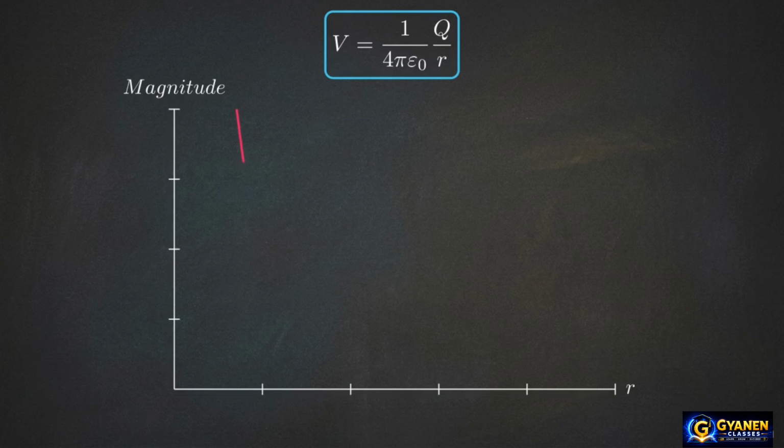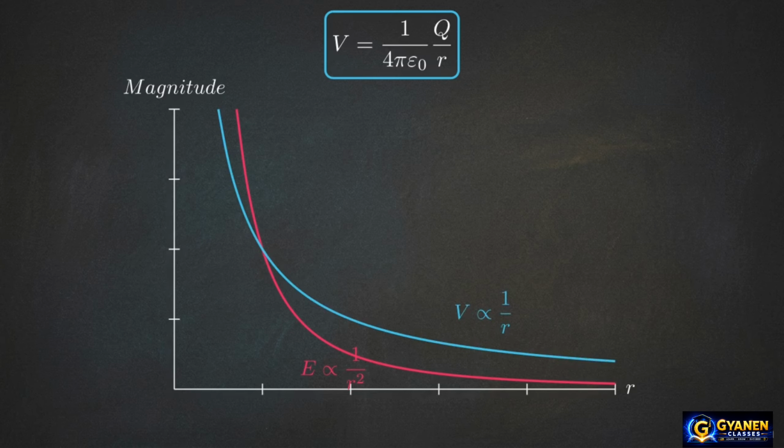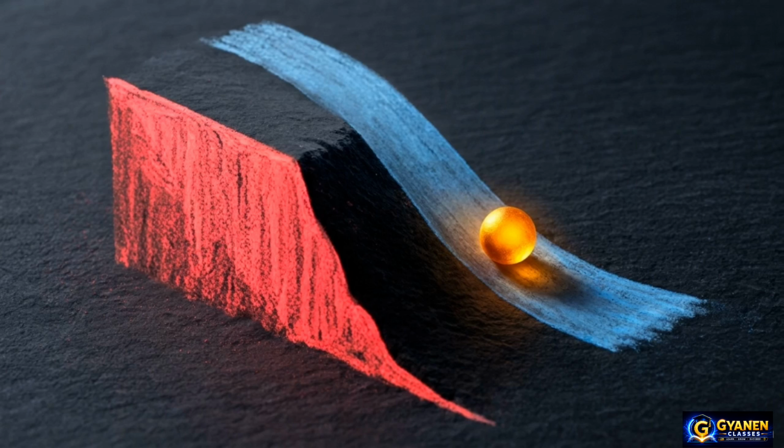This graph compares our potential formula to the electric field. While the electric field decays sharply at a rate of 1 over r squared, the potential curve is more gradual. It follows a 1 over r decay. This difference explains why the direct pushing force of a charge drops off quickly, while the potential energy landscape maintains its influence over a much wider area.